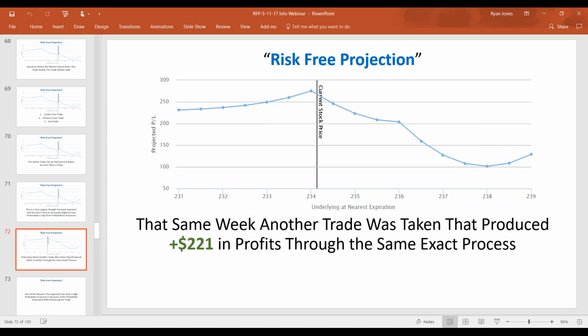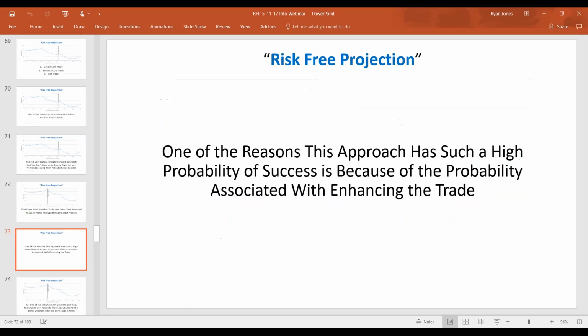So that same week, I took another trade that I had revealed in the report, and that particular trade produced $221 in profits through the same exact process. Right? So there are many ways to skin this cat. You're not going to be exactly right, but that's one of the reasons that the approach has such a high probability, because of the probability that is associated with enhancing the trade.